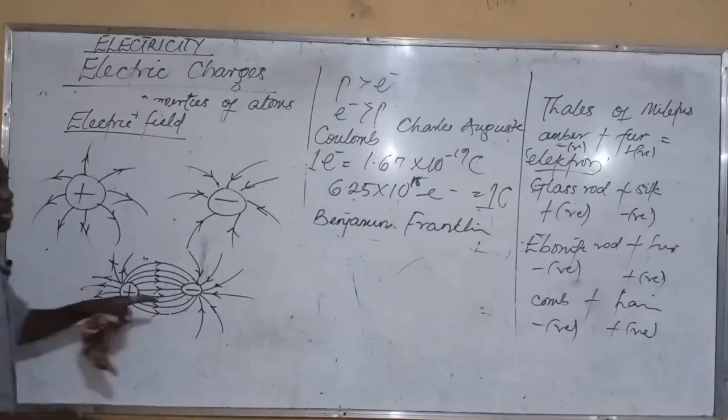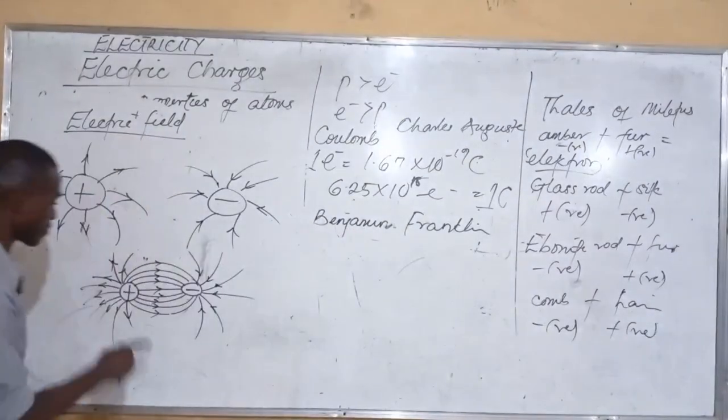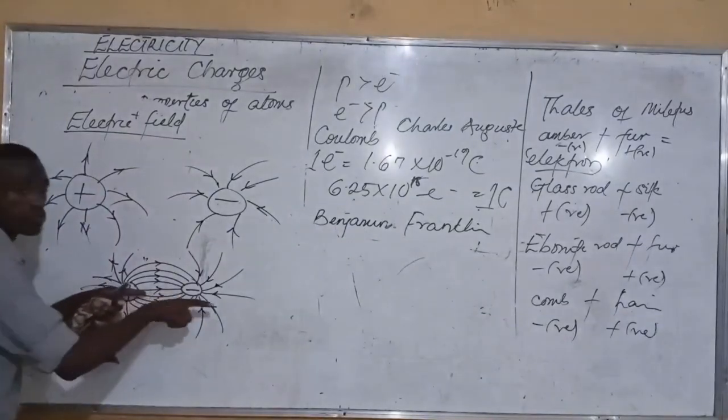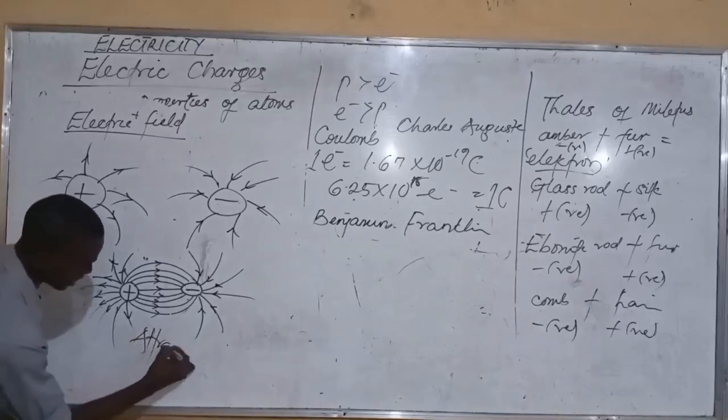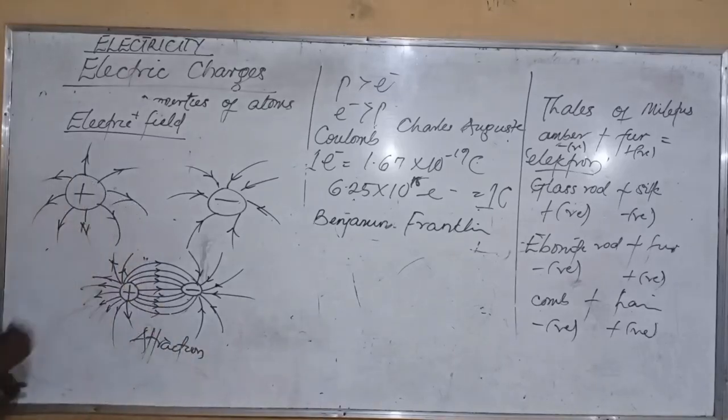close enough, the reason why a positive charge will attract a negative charge is because of what? The field lines always go from positive to what? To negative. So then we see what? An attraction here. An attraction.